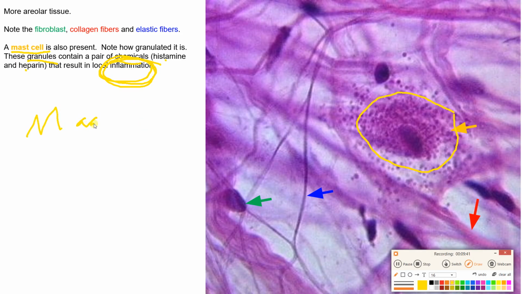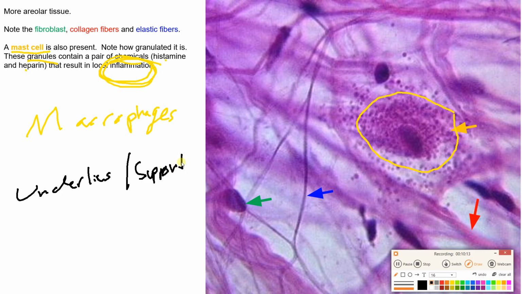So are some other cells that you might have met in lecture called macrophages. I don't see one here. Those are our big eater cells, also giving us immune protection. Now, to make sense of the presence of these cells, we've got to understand that areolar connective tissue, one of its locations is it always underlies and supports epithelial tissue. So it underlies and supports epithelial tissue.